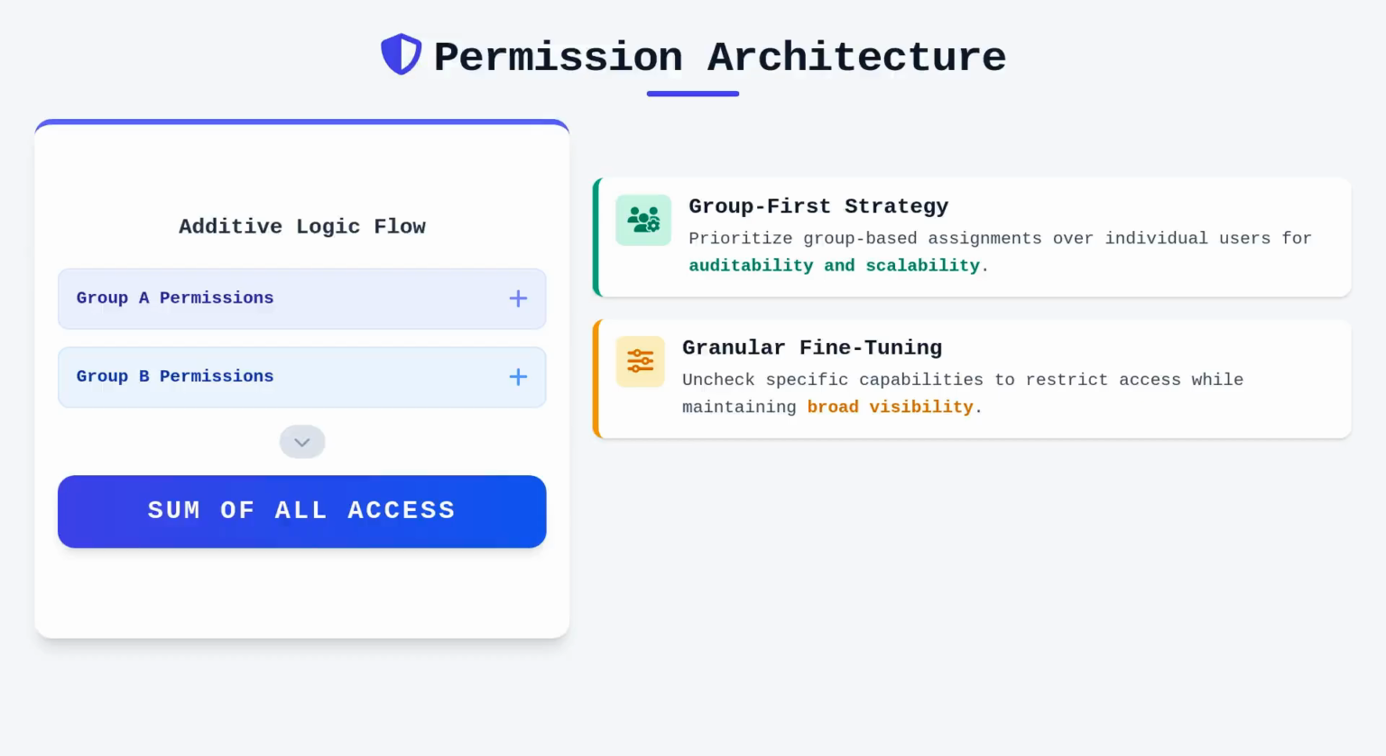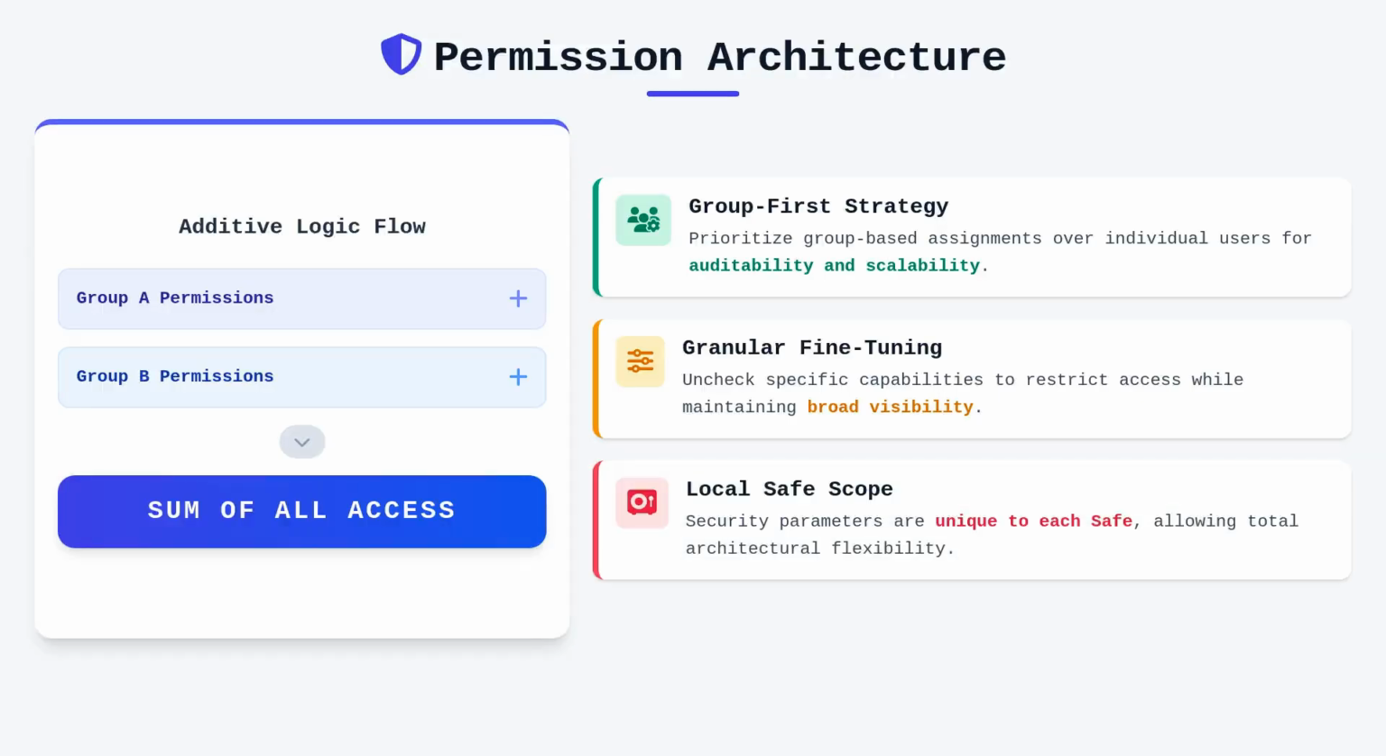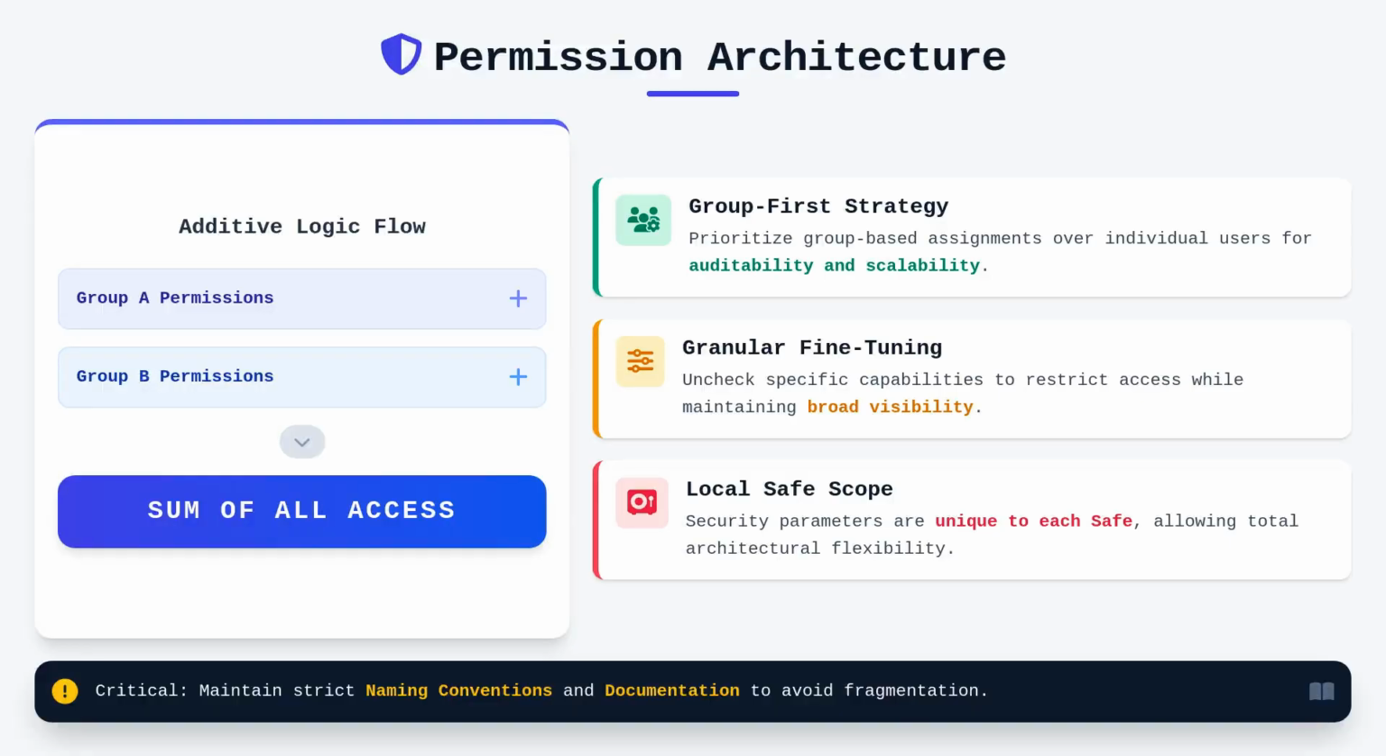Remember that these settings are local to the safe itself, which means you have the flexibility to define unique security parameters for every single safe in your Vault architecture. This inherent flexibility is a strength, but it requires diligent discipline in documenting your naming conventions and access patterns to avoid a disconnected and fragmented administration model.